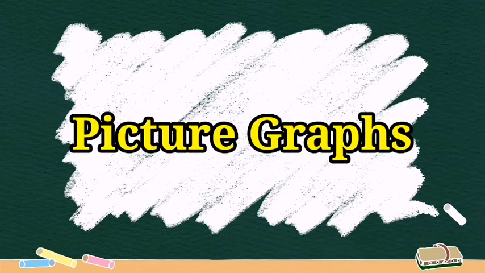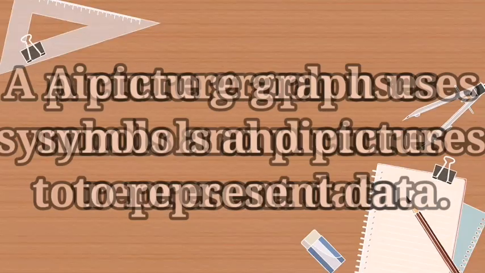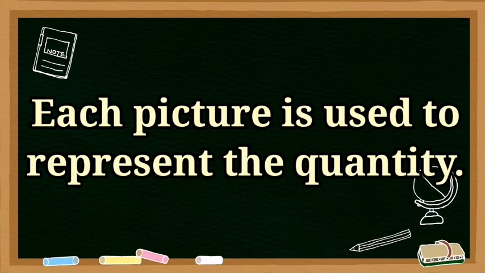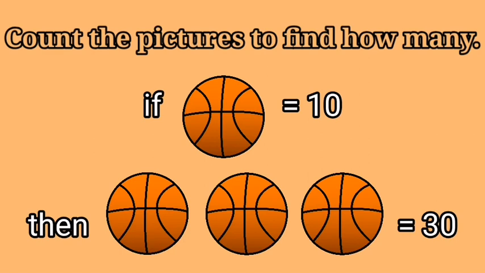Can you still recall our lesson about picture graphs? We have learned that a picture graph uses symbols and pictures to represent data. Each picture on a picture graph is used to represent a quantity. Let's count the pictures to find how many. If one ball is equal to 10, then 3 balls is equal to 30. Let's keep count by 10. 10, 20, 30.